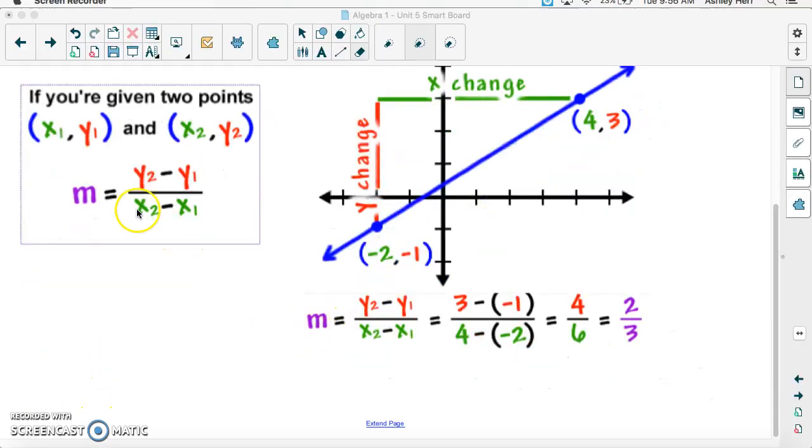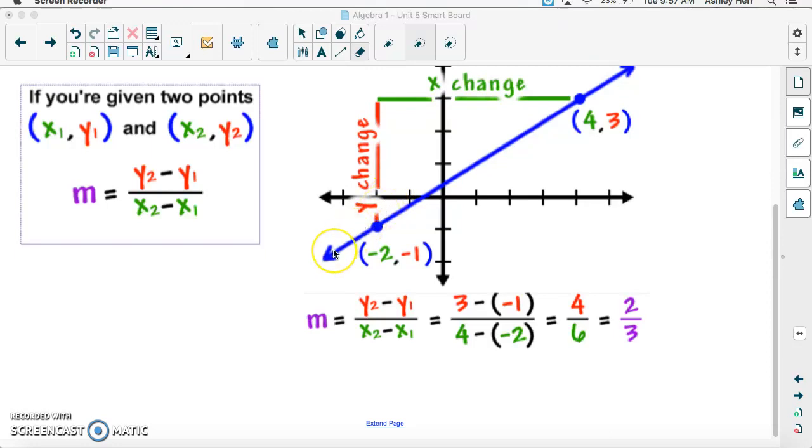Here, with the slope calculated using this formula, you plug 3 in for your y2, minus -1 in for your y1, over 4 for your x2, minus -2, which is your x1 variable. You also get 4 over 6, which is 2/3. Same thing that you get when you count. You go up 4 over 6.